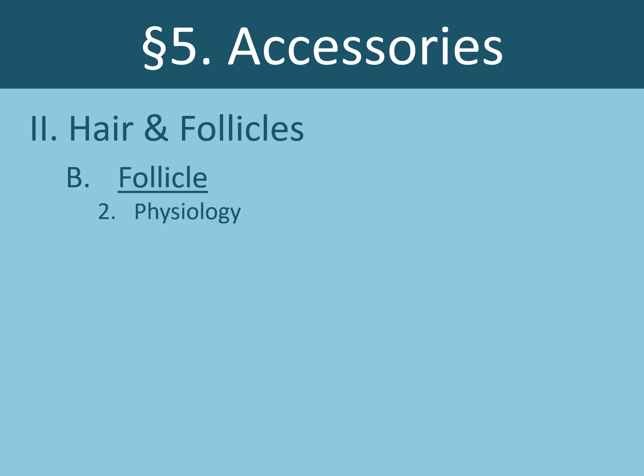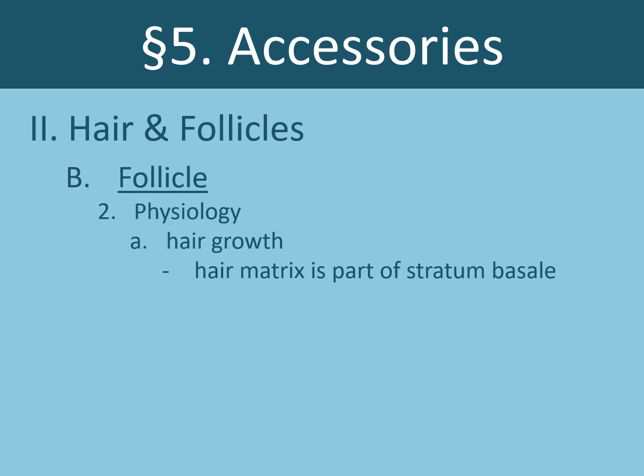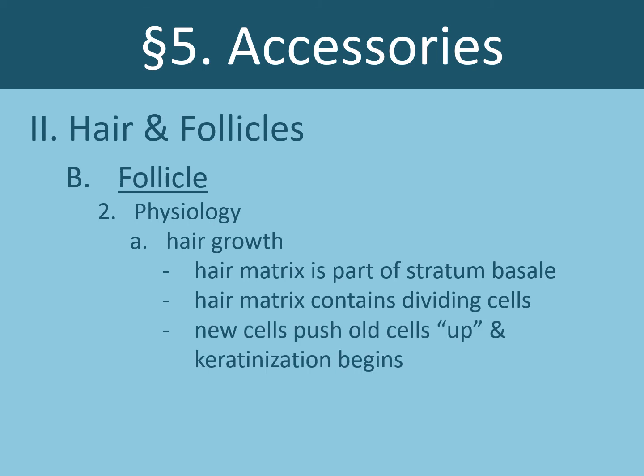Now let's discuss the physiology of hair growth. As we talked about, the hair matrix is part of the stratum basale of the epidermis. Remember, that was the layer that contained stem cells. Thus, the hair matrix contains dividing cells. As those cells divide, new cells are pushed upwards, and old cells are thus also pushed upwards, and the process of keratinization begins. This process is very similar to what we saw in the epidermis.